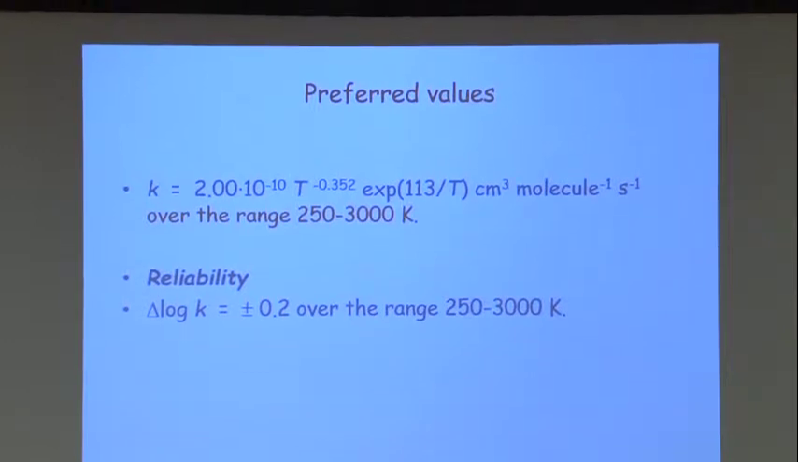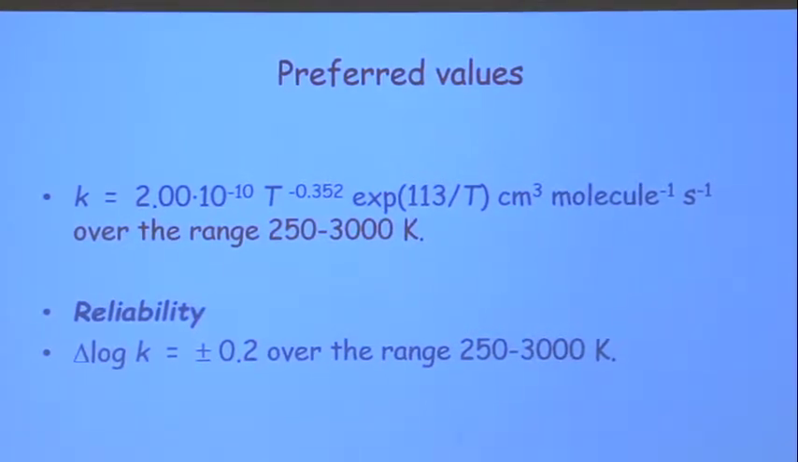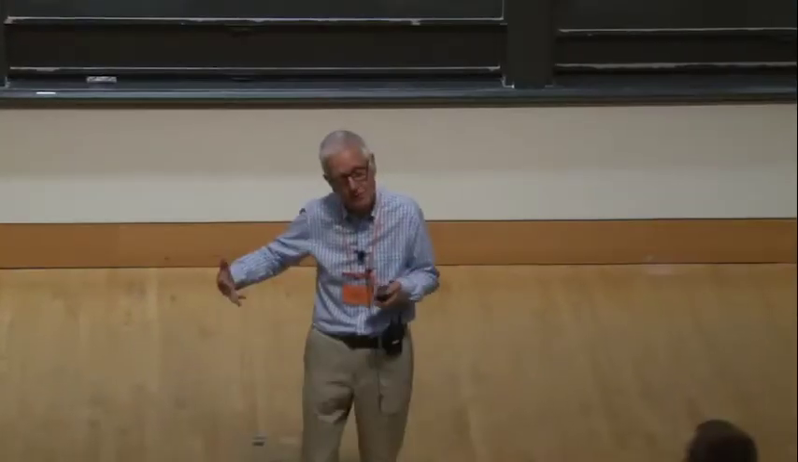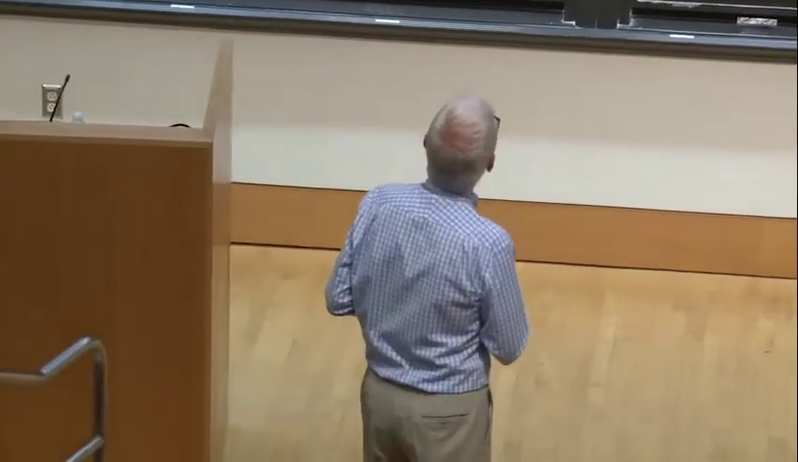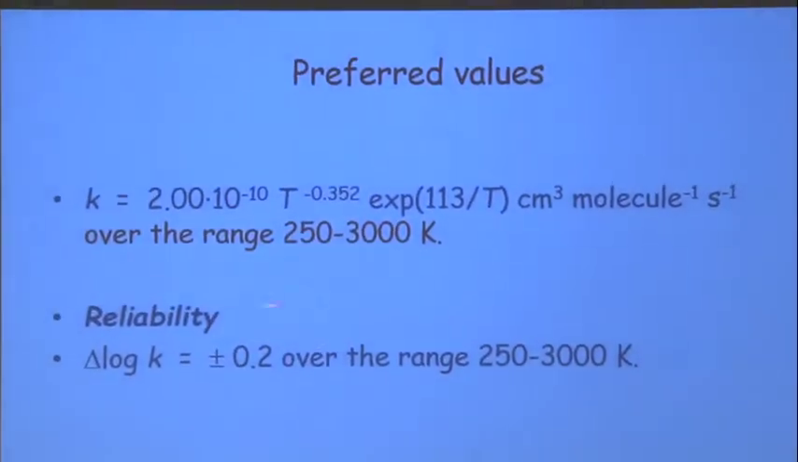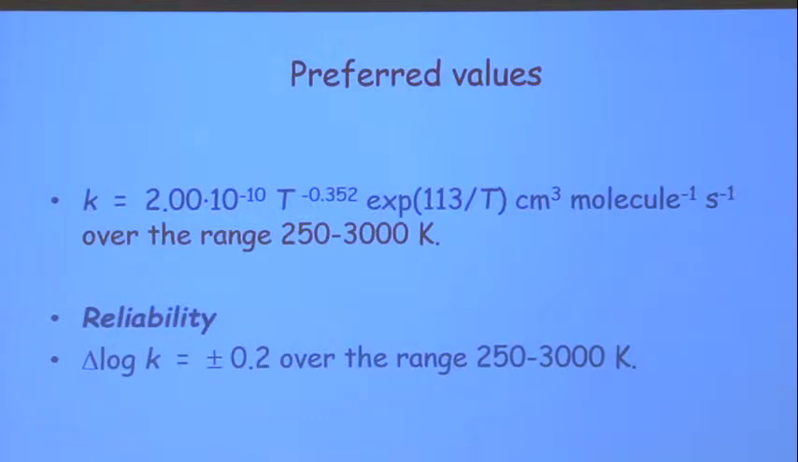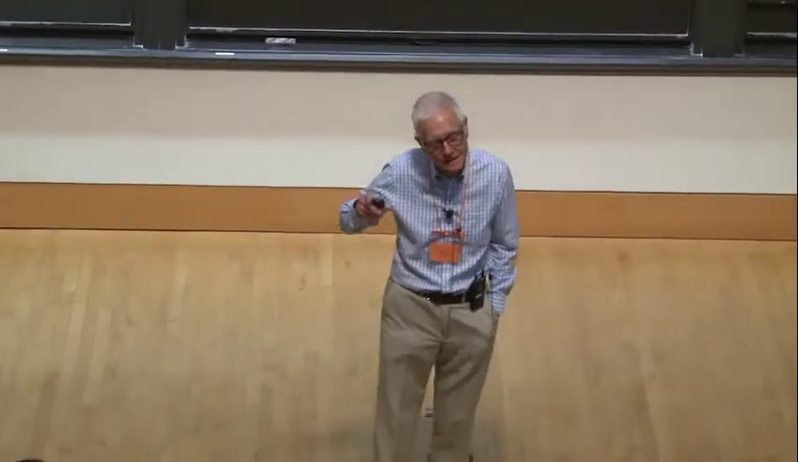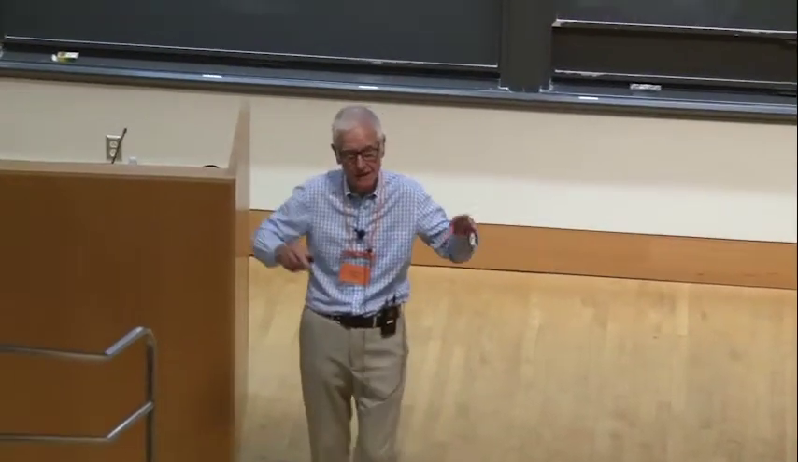And then here's the result of the evaluation. So one of these grey-haired men has made a suggestion as to what this rate constant should be. People have sat and discussed it and agreed on it. So that's the recommended expression over the range 250 to 3000 K. And this is the reliability, delta log K. So this is basically an uncertainty of something like 70% in the rate constant. An important point is that that is not a truly statistical determination of the uncertainty. It's basically a guess at it, just looking at the data. And we'll come back to the deficiencies in that uncertainty later on.